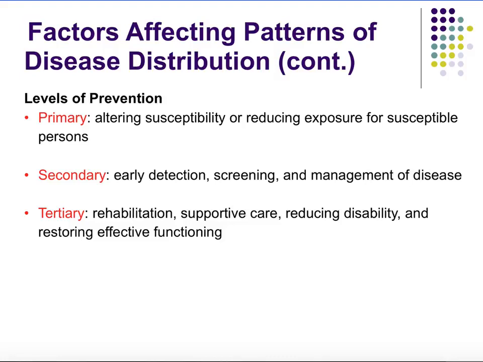Then we have the secondary level of prevention. In secondary level of prevention, this actually includes early detection. So screening would be a great example because when you screen for something, you're trying to detect it at its earliest stage so that you can address it. Also, management of the disease is under secondary. And then tertiary is where you are doing rehabilitation, supportive care, reducing the disability associated with the disease, trying to restore function.